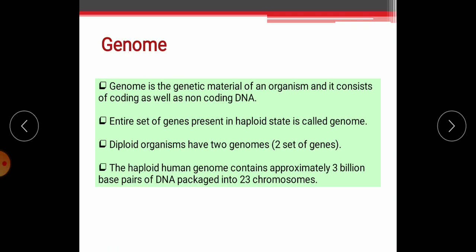Genome is basically the genetic material of any organism, which mainly consists of coding as well as non-coding DNAs. The coding DNA is mainly responsible for the synthesis of protein, and the non-coding DNAs act mostly as linker DNA, which we will be discussing later on. The entire set of genes present in the haploid state is called the genome. But a diploid organism consists of two sets of genes, that is, two genomes. The haploid human genome contains approximately 3 billion base pairs of DNA, which are packaged into a total of 23 chromosomes.